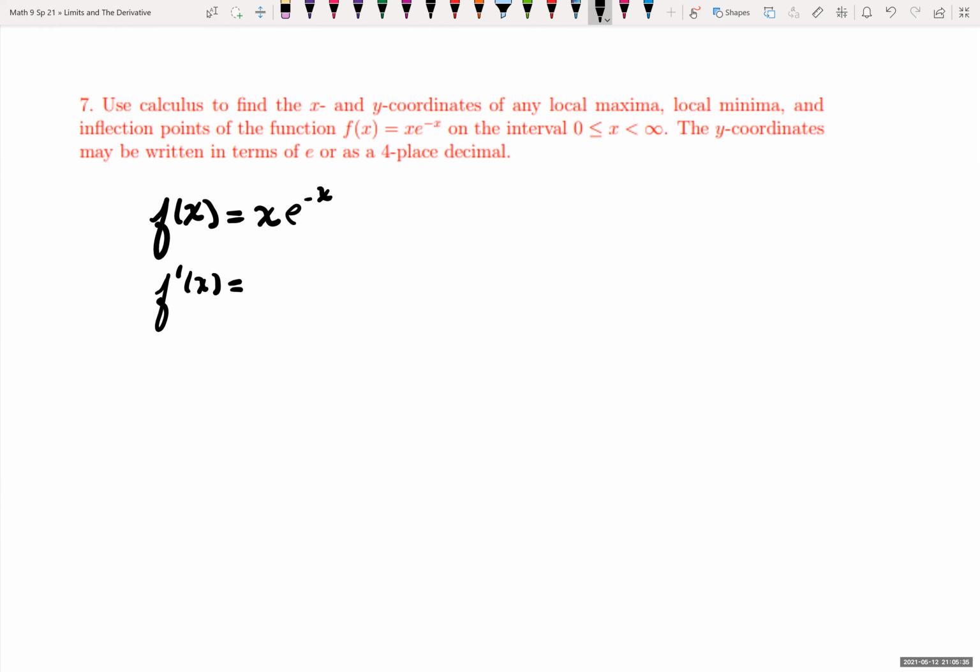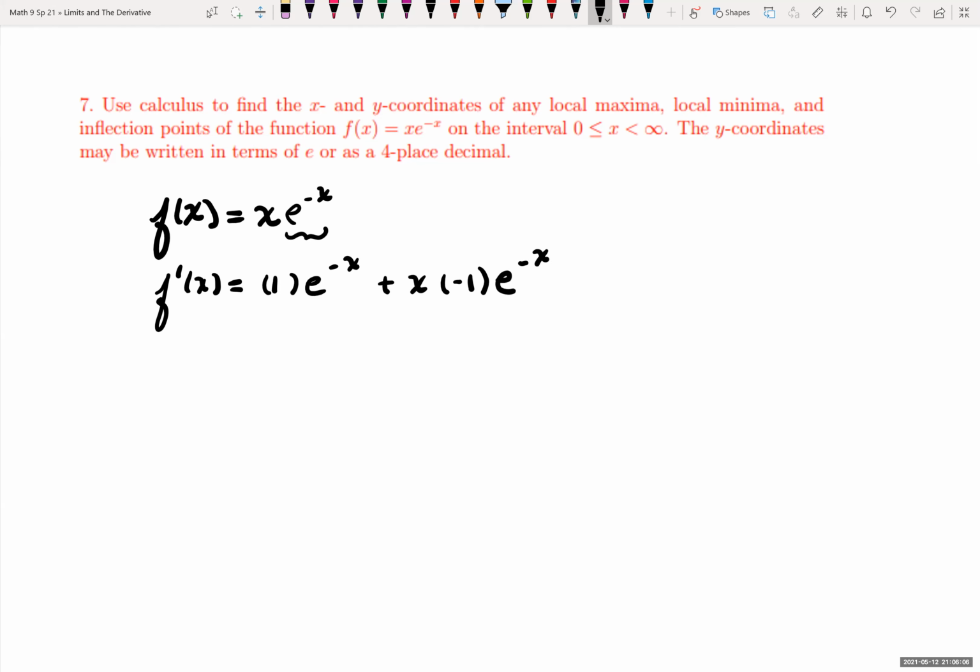The product rule says the derivative of the first, so the derivative of x is 1, times the second, e to the negative x, plus the first, x, times the derivative of the second, e to the negative x. So the derivative of e to the negative x is itself times the derivative of the exponent. I usually put the derivative of the exponent first. So the derivative of negative x is negative 1 times the original e function, e to the negative x.